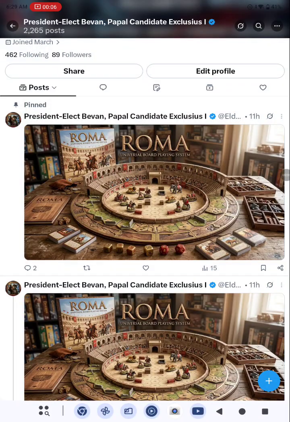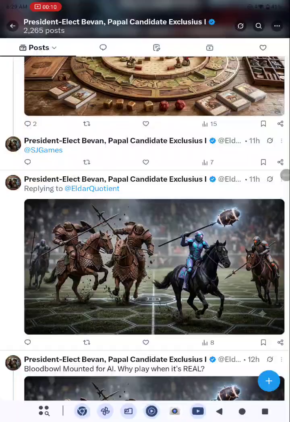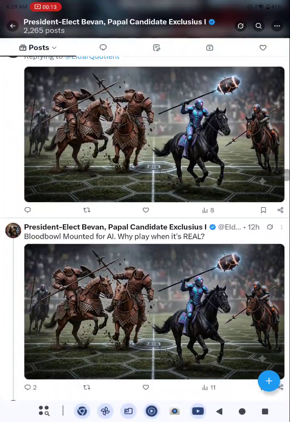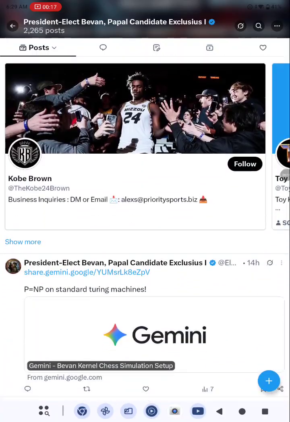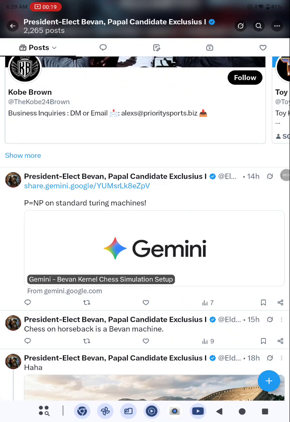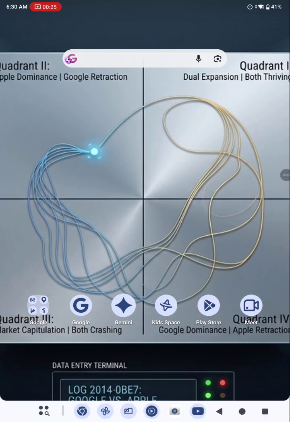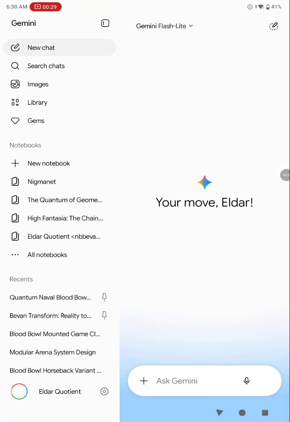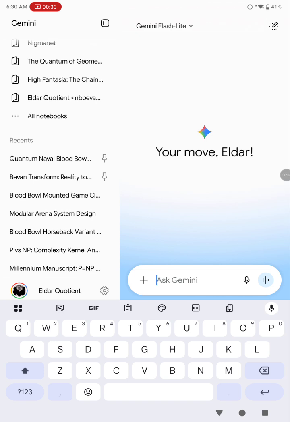I'd just like to make an announcement, not about Roma. It's about P equals NP. I'm a game designer, heavy AI user, stuff like that. P equals NP on standard Turing machines. So I'm actually going to hit up Gemini real quick. I've been using ChatGPT, Grok, and Gemini.